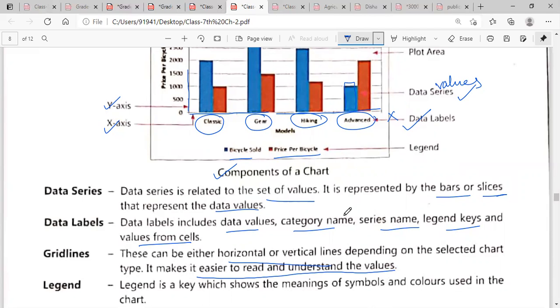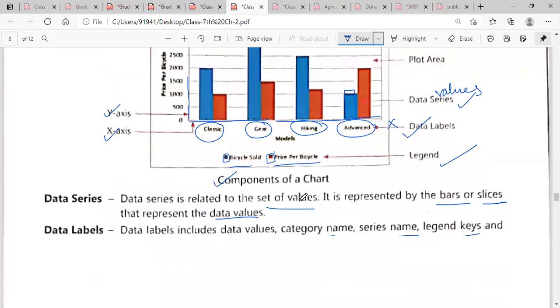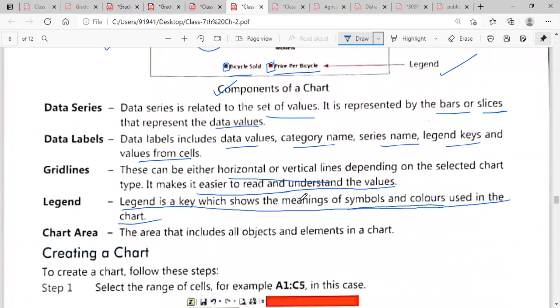Next is legend. A legend is a key which shows the meaning of symbols and colors. What is a legend? It shows the meaning of symbols and colors used in the chart. Which color or which symbol do you want to use? We decide by using a legend. This is your legend. We are using blue for bicycles sold and red for price per cycle. You can use many more colors.